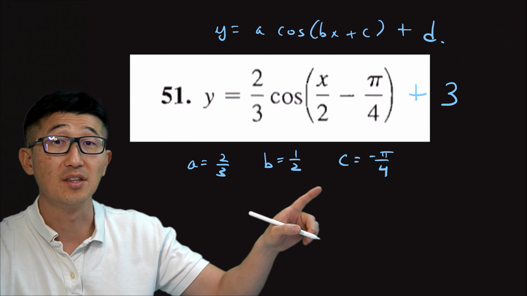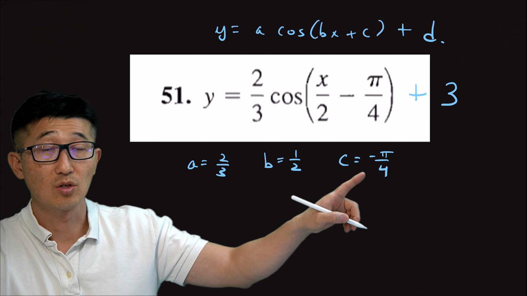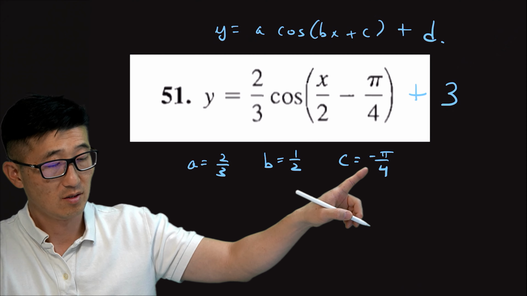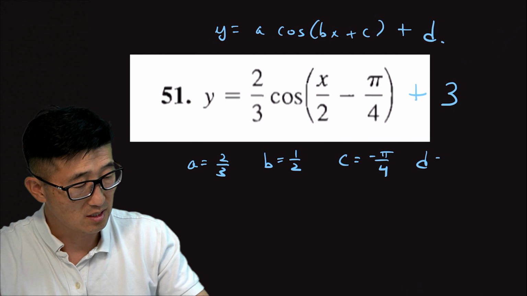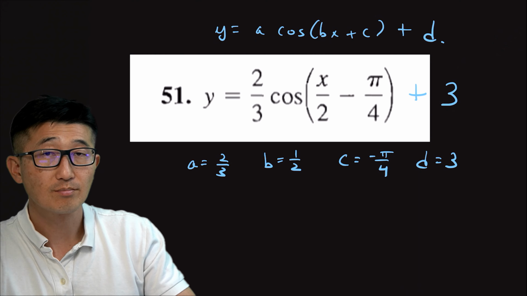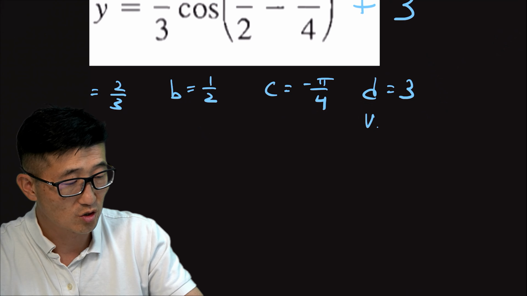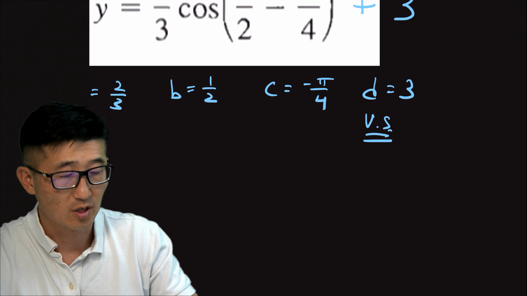No, pi's not a letter. Pi's a number. Yeah. So it's negative. Make sure you include the negative. Negative pi over what? Negative pi over 4. Yeah. And d would equal what? 3. Okay. So that's my d, it's always my vertical shift. Okay.